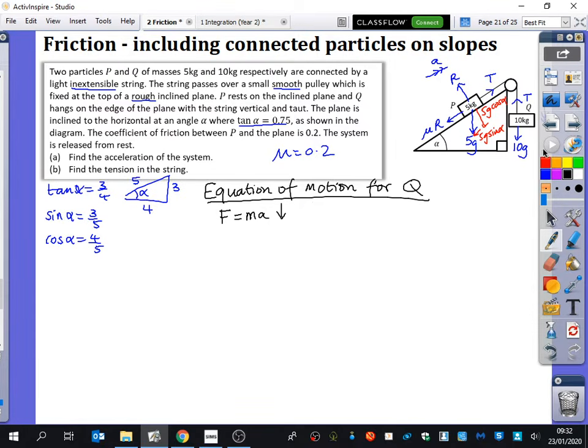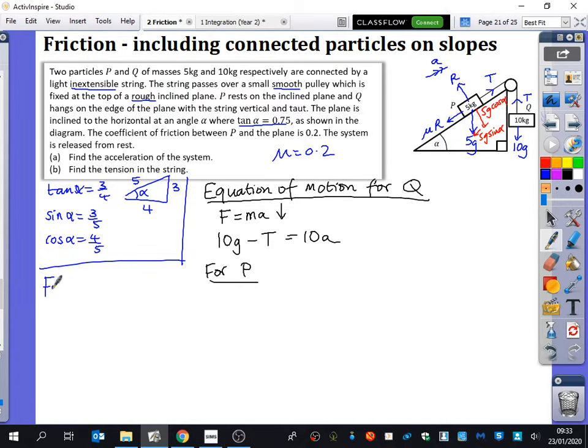So I want you to be aware of that language. So what's the equation of motion that we have for that particle? Yeah, it's just 10g, the force is downwards, minus the resistant force, which is the tension, which is equal to 10a. Now we're going to do an equation of motion, but this time for P. Now, obviously, you could draw the additional diagram that we need there. But actually, before we do that equation of motion, because we've got friction, what do we usually do first?